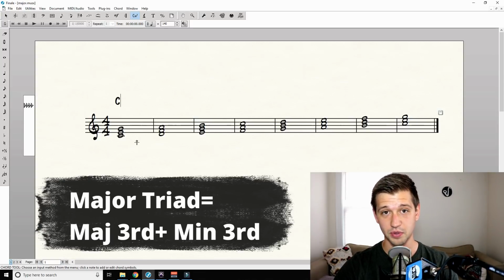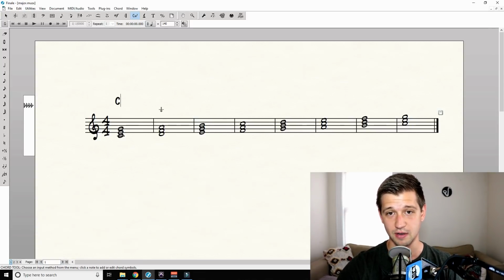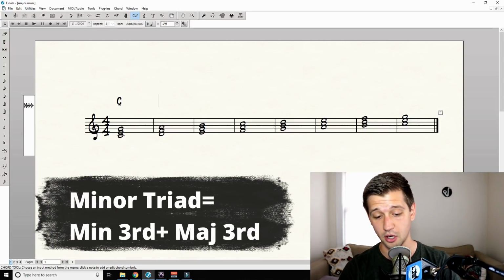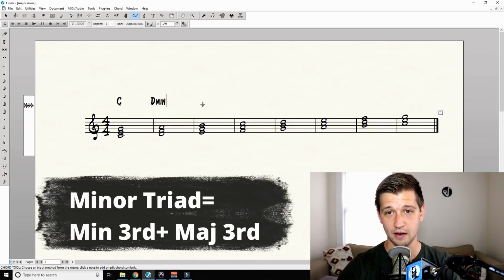So I'm going to go ahead and just put C there. We don't need to put major or anything. That's pretty typical. All right, let's look at the second scale degree. We have a minor third, like we discussed, from D to F. Then from F to A is a major third. Now, I happen to know that is the formula for a minor triad. So I'm going to go ahead and put D minor here.